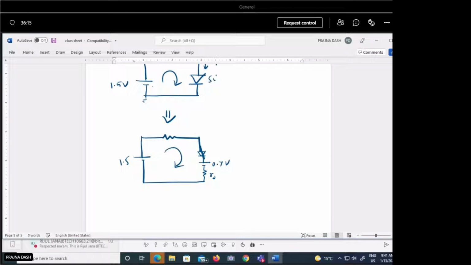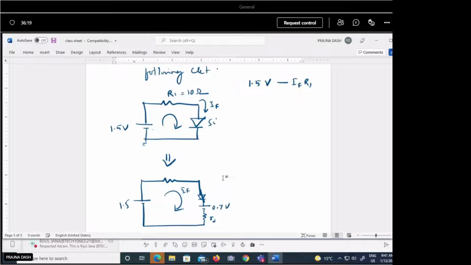So now we have the current IF in this loop. This will be represented by 1.5 volt minus IF into R1. Then here also the current is flowing, so positive to negative, this will be minus 0.7 volt, minus IF into RD, that is equal to 0. This is the loop equation.